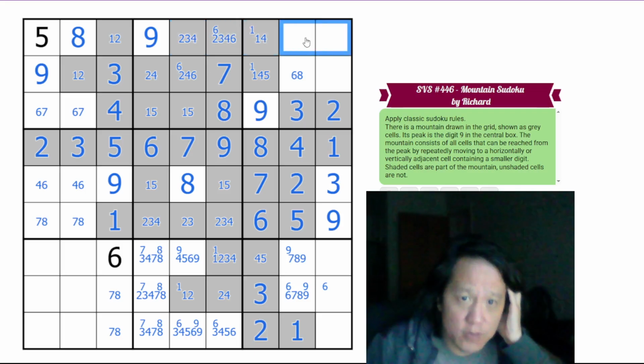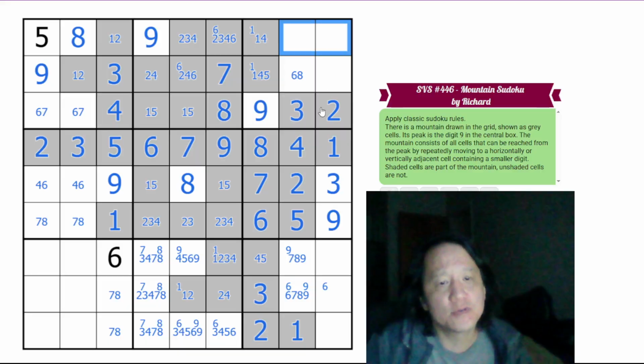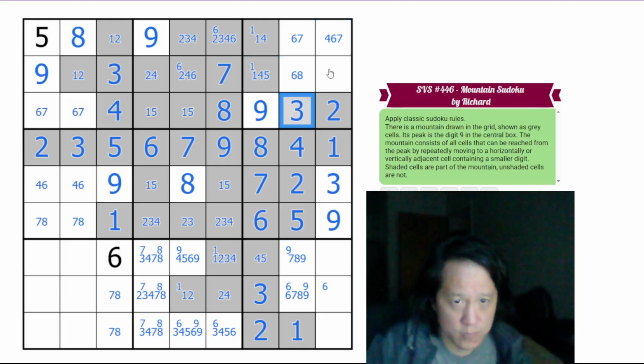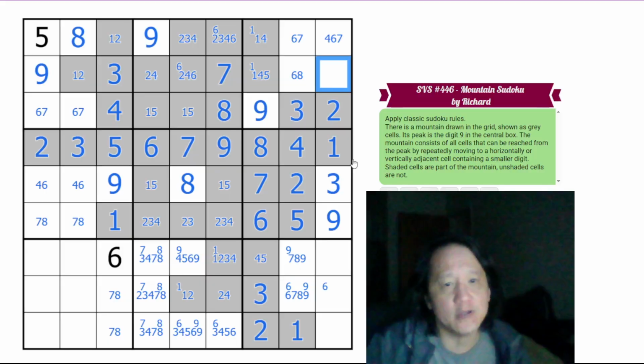Remaining digits in row 1. No 2 or 3. It could be 1, 4, 6, or 7. Well, this can't be 1 or 4. So this is 6 or 7. This can't be 1 because of 1 in the column. This digit cannot be 3, 7, 1, 2, 9. So it could be 4, 5, 6, or 8 here.